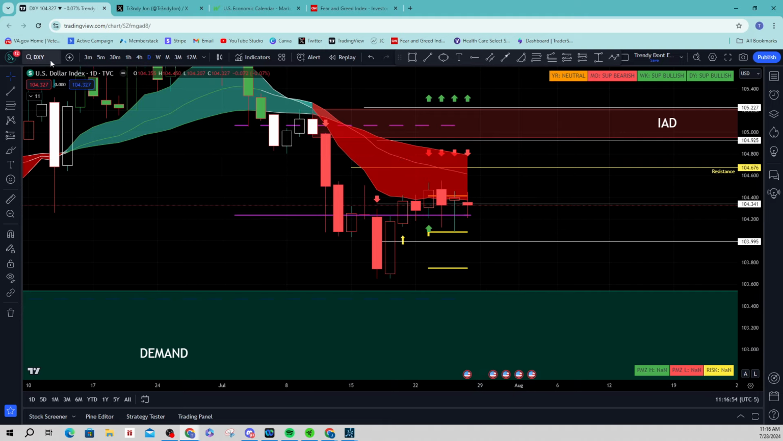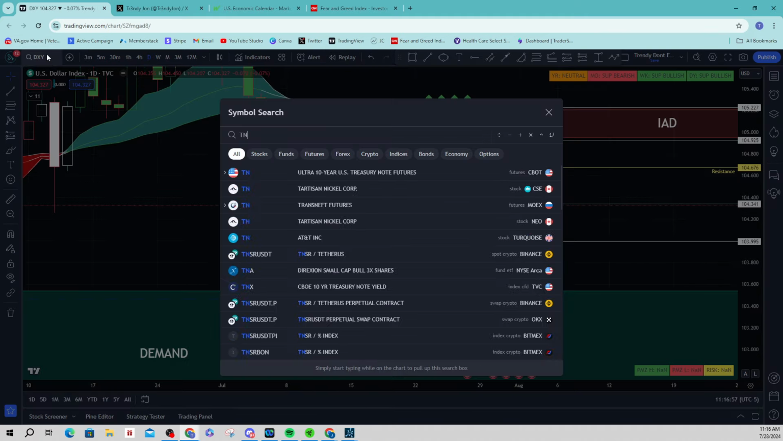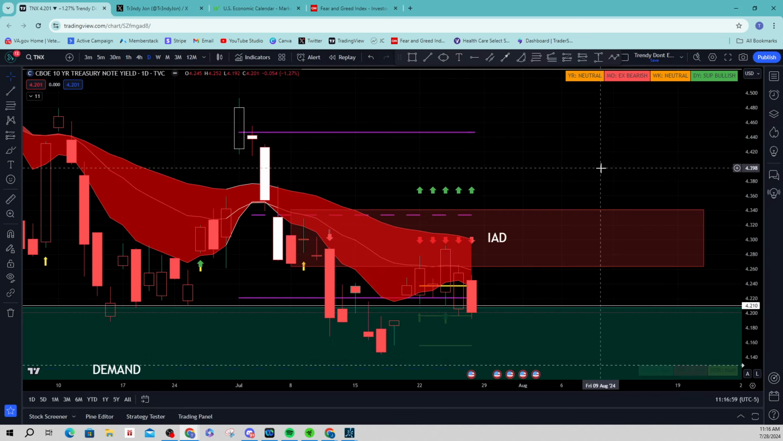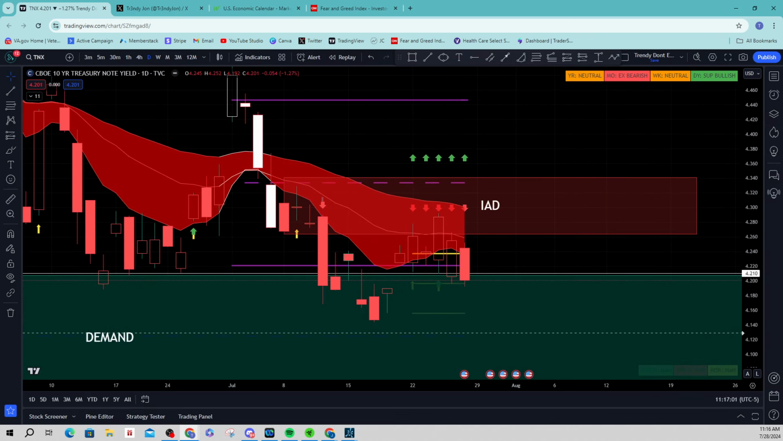Let's go ahead and go into the TNX. This is your 10-year treasury. This also worked out very, very well. Last week's notes, we're going to keep those, just a different chart. I expect flat to down is what I said.